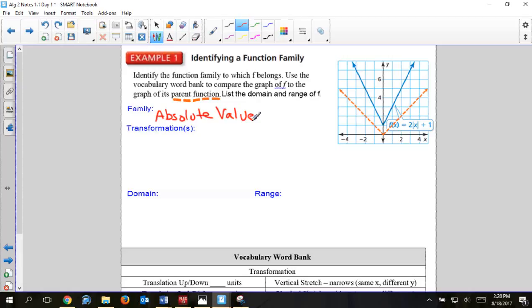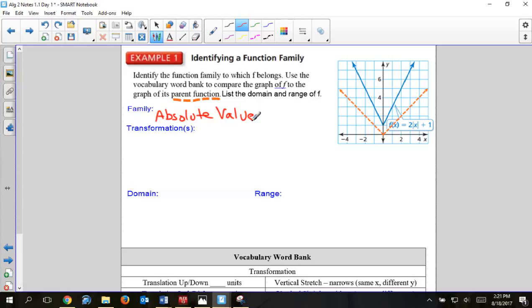Okay, in the directions, it says to identify the function family, use the vocabulary word bank to compare the graph of f to the graph of its parent function, and then list the domain and range. But I did not give you this blue part. And same thing in homework. You're going to do this in your homework, but I didn't write this part down. So you're going to have to read the directions to know what to write down. But I'm telling you, it's the exact same thing in your homework. So when you get to this part in your homework, look at your notes.